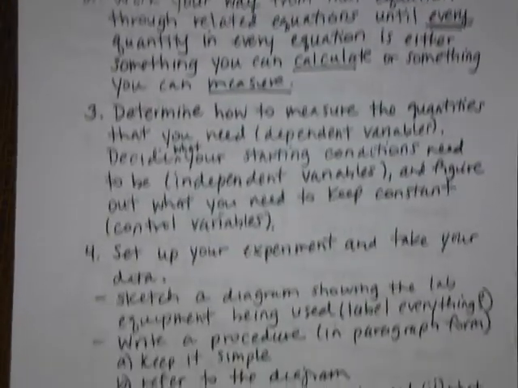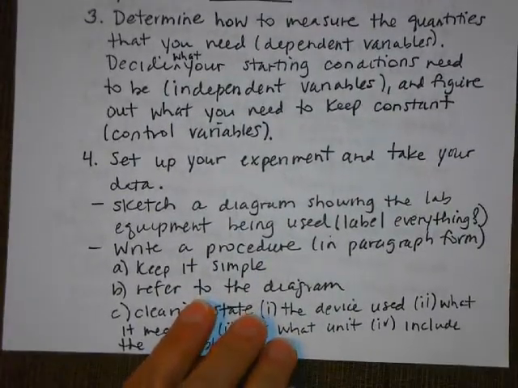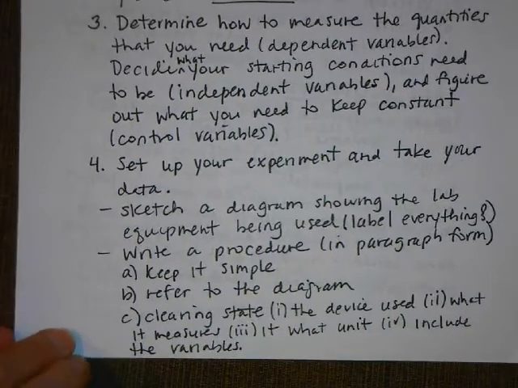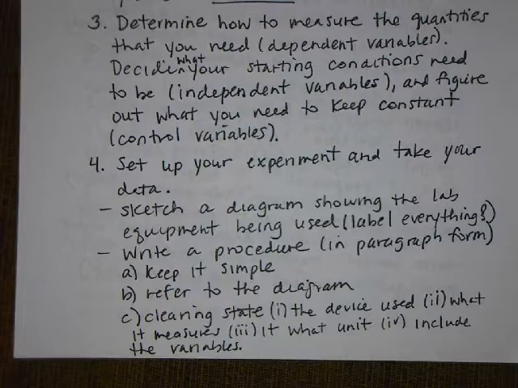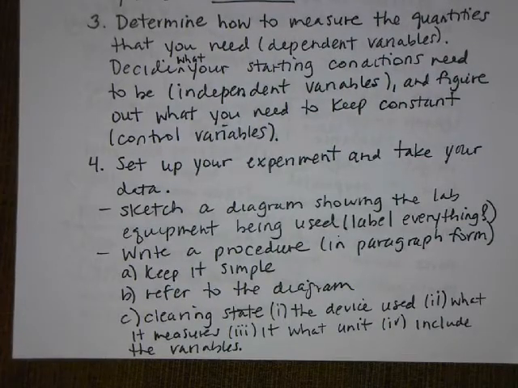Set up your experiment and take data. I don't know about on the computer, because I think it's going to be one where you're typing. Even though you can take a picture and upload it like the homework on Google Classroom, I think that would be harder. So normally I would say sketch a diagram showing the lab equipment being used and label it. Then write a procedure in paragraph form. When you write a lot, they don't want to read it, so keep it simple. Refer to the diagram, or you can explain a diagram.